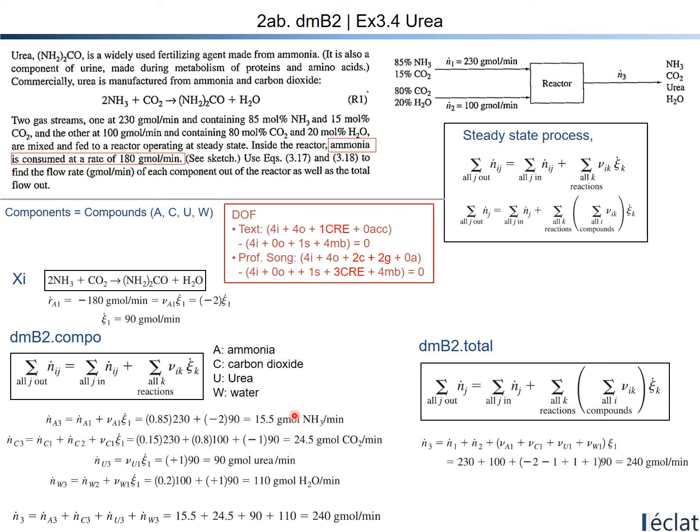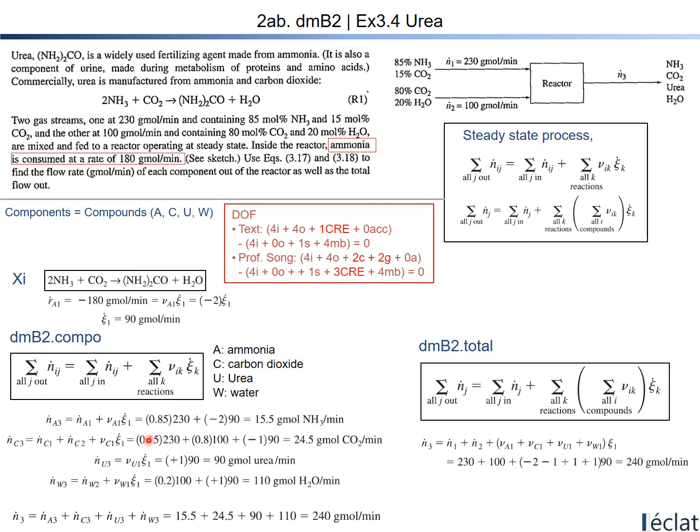Let's go to the carbon dioxide. So output is equal to input plus generation. For the case of carbon dioxide, we have 2 input streams. So you should sum those 2. The first one is 230 times 15% and 100 times 80% here, plus the generation term. 90 is the value of xi, the extent of reaction 1, and minus 1 comes from the balanced chemical reaction equation, I mean the stoichiometric coefficient of CO2 in this reaction 1. Then you could calculate it.